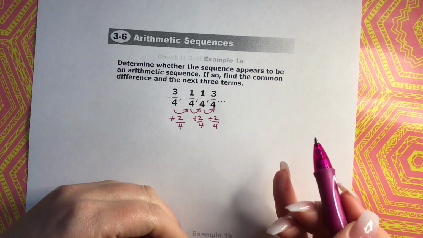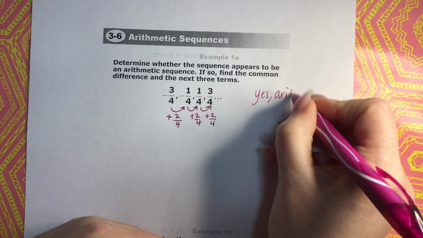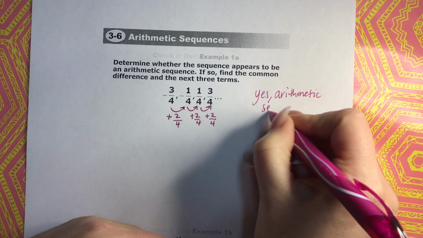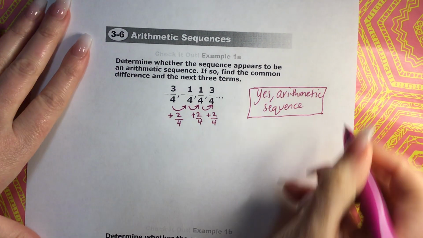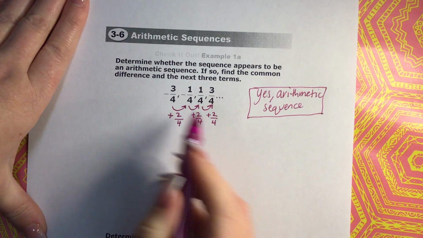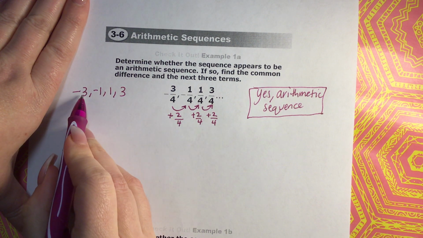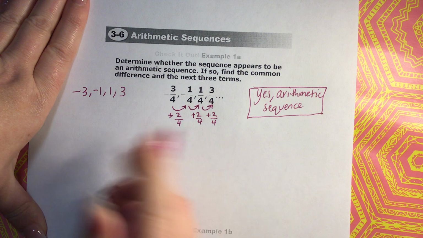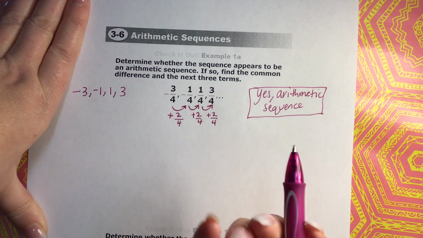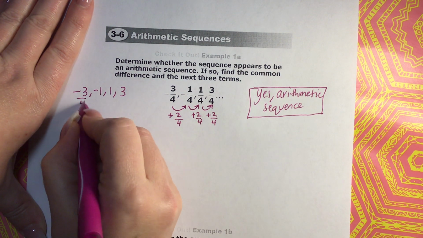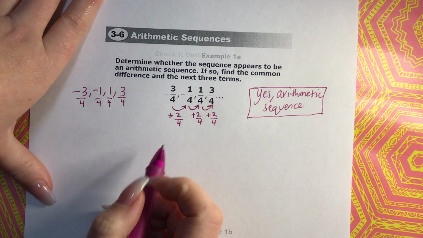So we have to find the next 3 terms, right? So we're going to say, yes, this is an arithmetic sequence. Woohoo! That one was a little tricky with the fractions. But it's nice they have the same common denominator. So it was almost like you could just look at it like this: -3 plus 2 is -1, -1 plus 2 is 1, 1 plus 2 is 3. If they all have the common denominator, then you could kind of think about it like that.